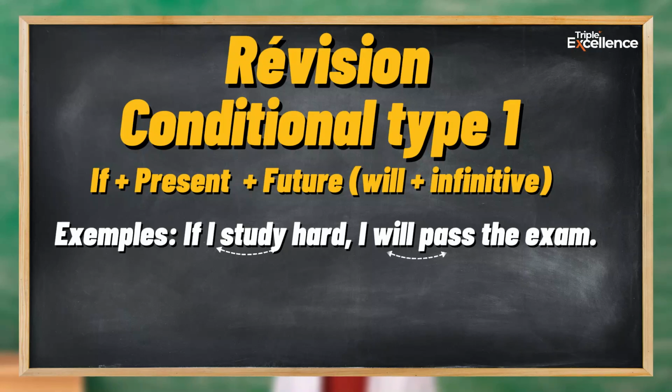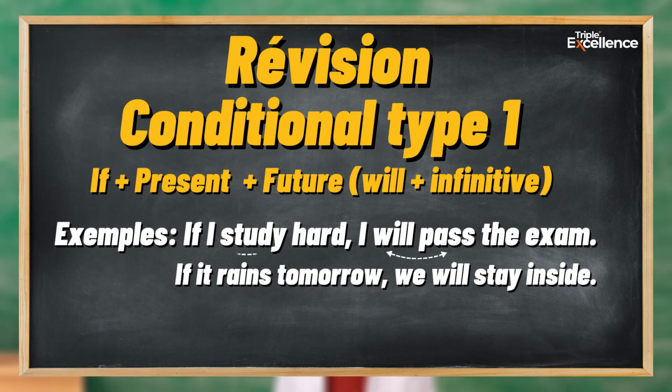Another example: if it rains tomorrow, we will stay inside. Rains is the third person singular, you have the S, present. And will stay is the future tense of the verb to stay. So you have will plus the infinitive form of the verb to stay.